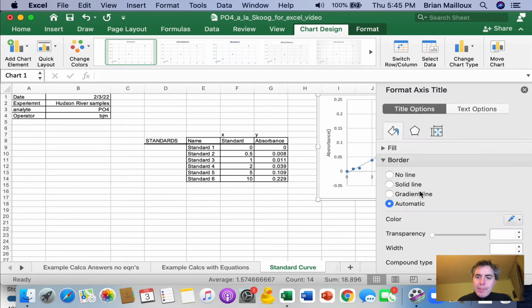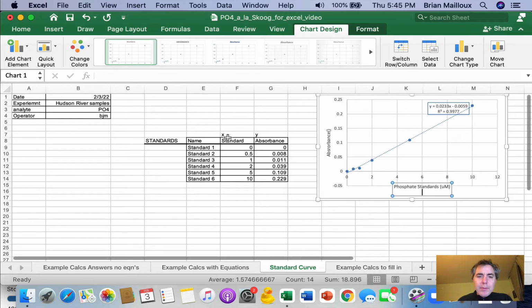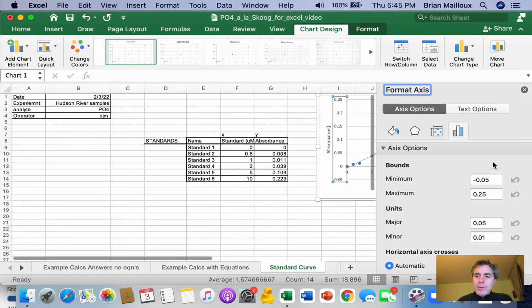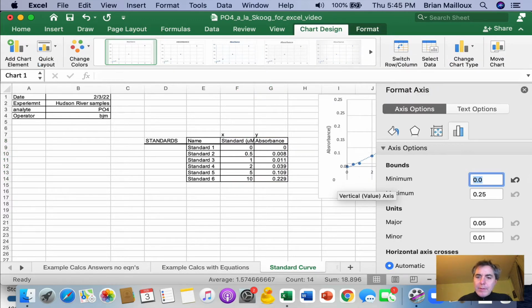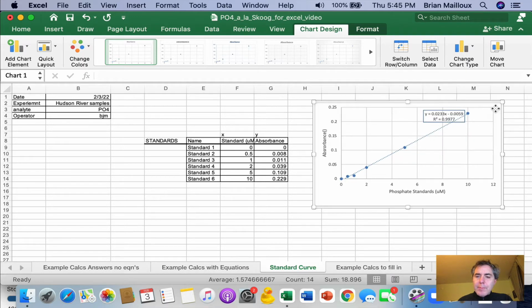This is going to be our phosphate standards. I'm going to say they're in micromolar. We did not label it here, so let's go to standard. Make sure these are labeled so we know what our units are. Oh no, so this one, you want to change these units. You really want to go from 0 to negative. That looks better. Our graph is already starting to look better.